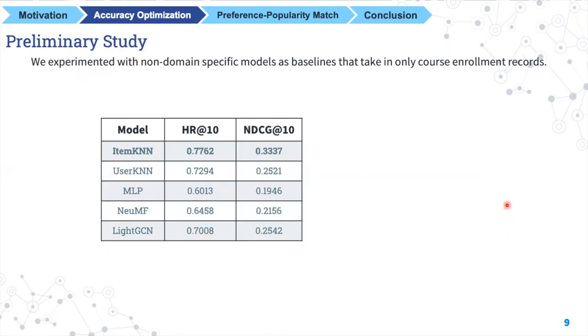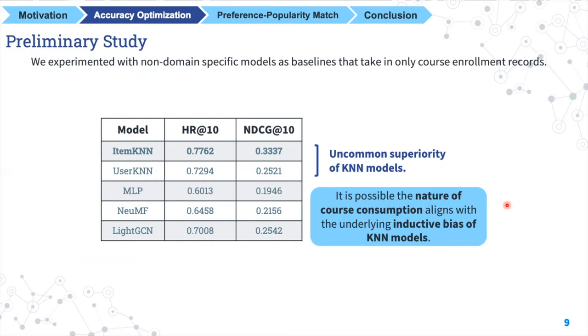We first did a preliminary study in which we experimented with non-domain specific models, and we had some very interesting findings. KNN models demonstrate uncommon superiority, which suggests the possibility that there is a close alignment between the nature of course consumption and the underlying inductive bias of KNN models.